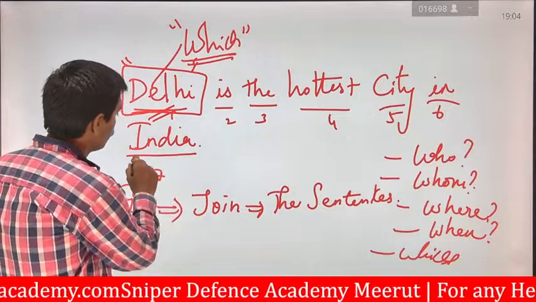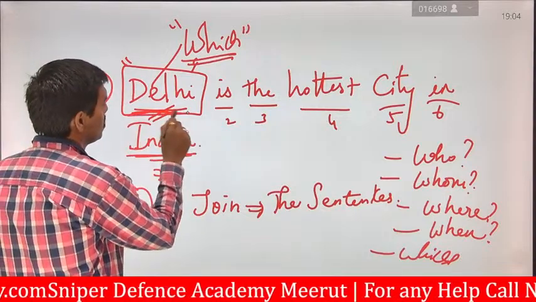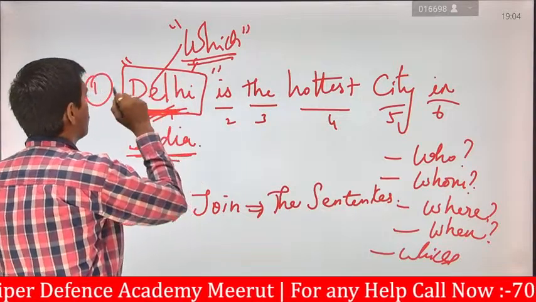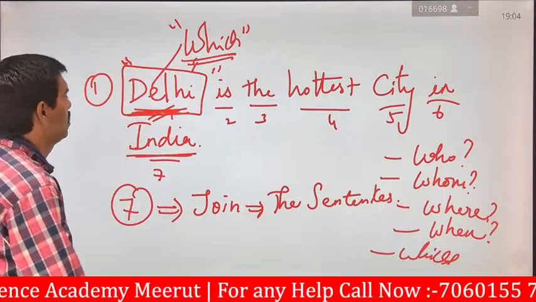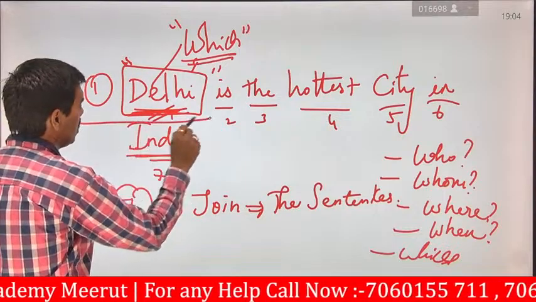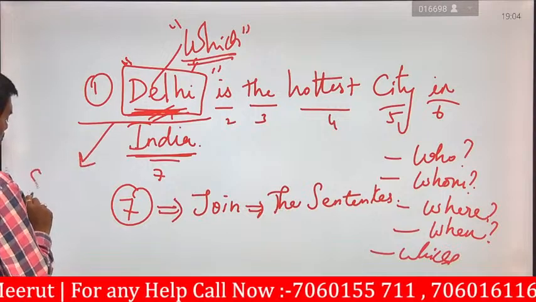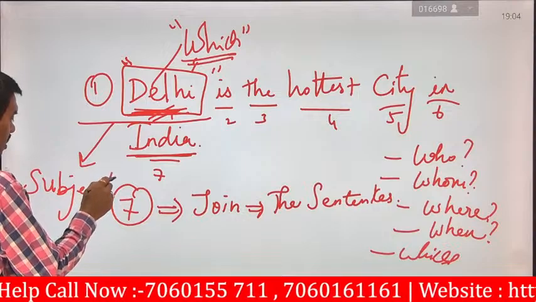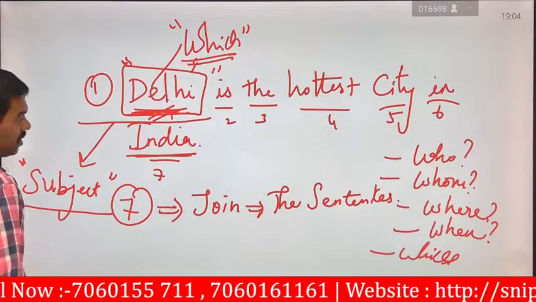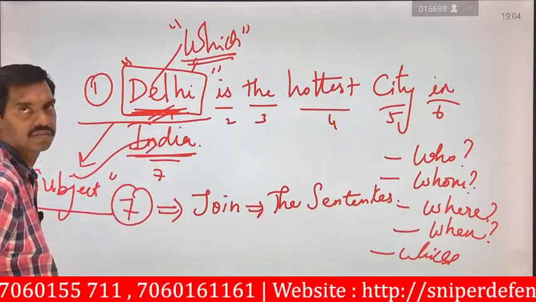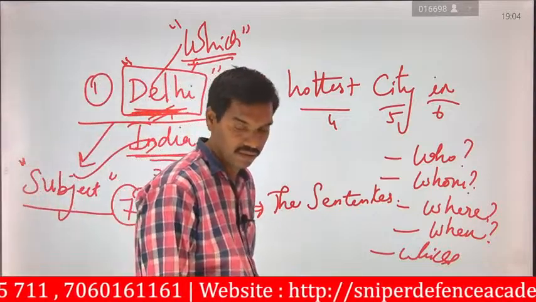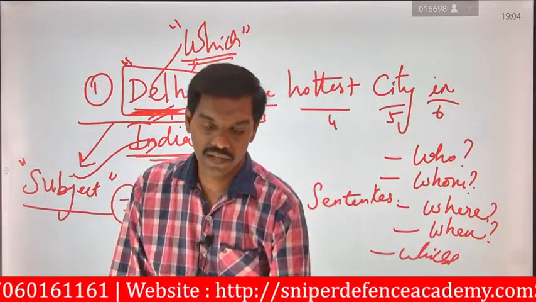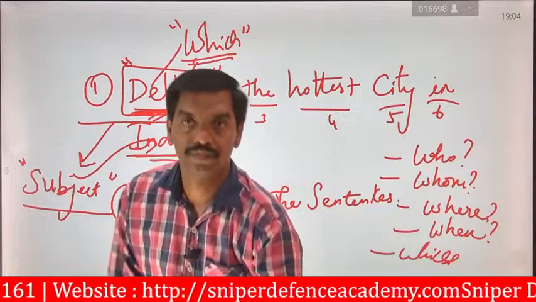So here the subject is Delhi. Delhi is the subject that has been given to you. Okay, so you can underline this Delhi, and then you can say Delhi is the subject in the given sentence. Then the answer will be right. And next we will find some more examples.